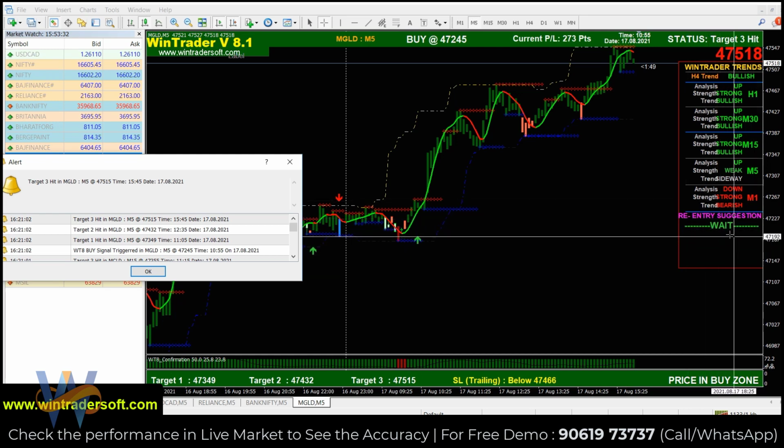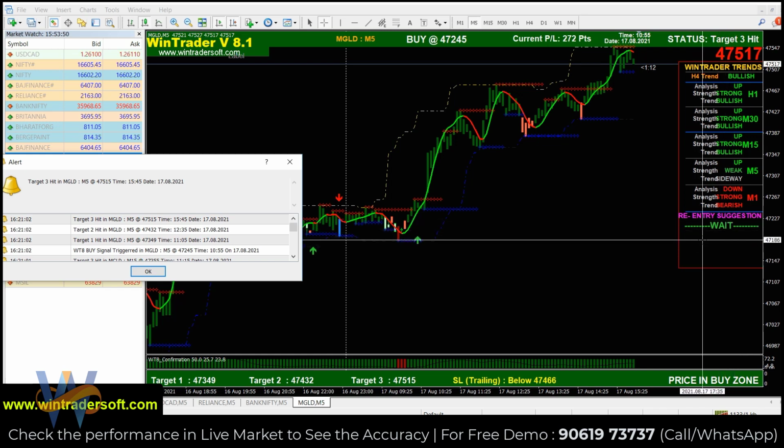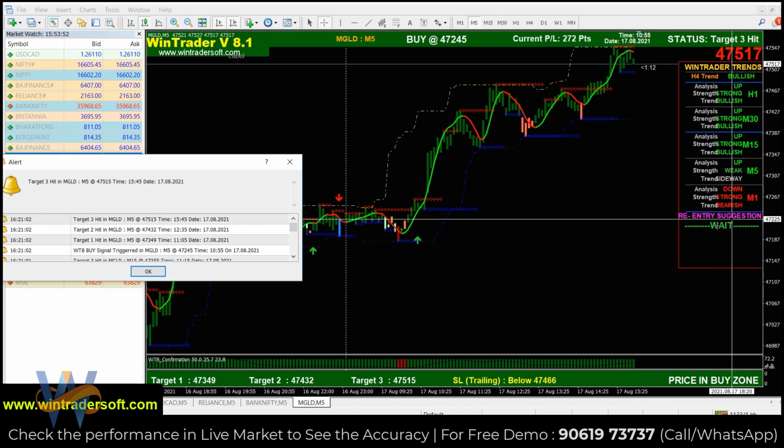Currently you can see there is no re-entry showing, because I just opened this chart, so it's showing wait only. If this chart is open in your software, the software automatically gives a re-entry option. Re-entry means that in this box, the software gives a separate entry point, and as per that entry point, the software gives a target also.